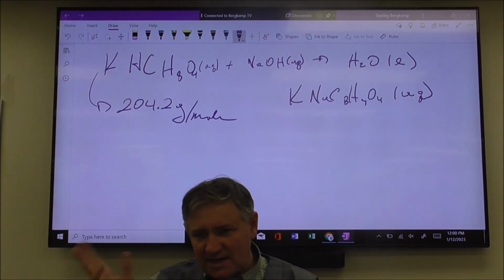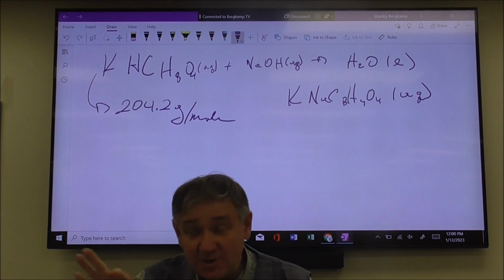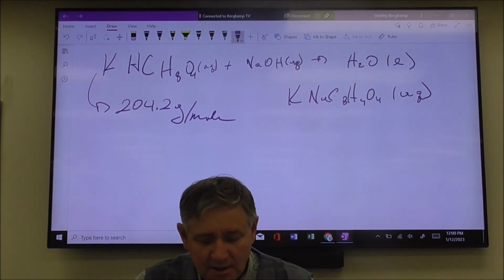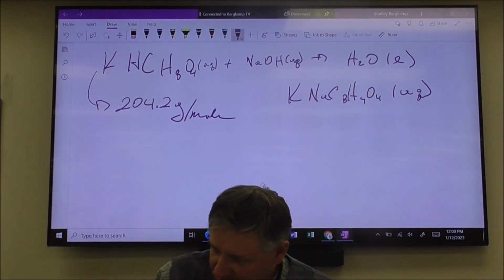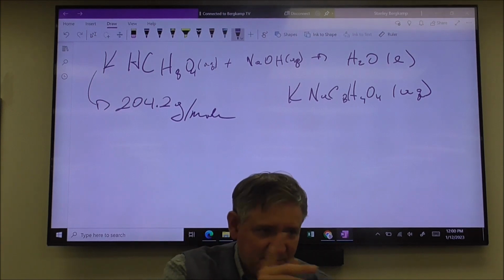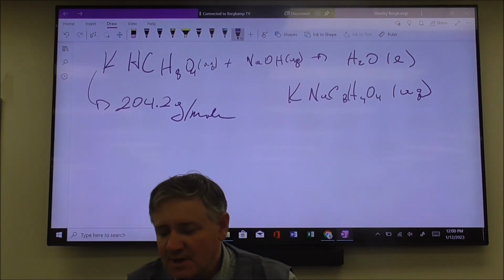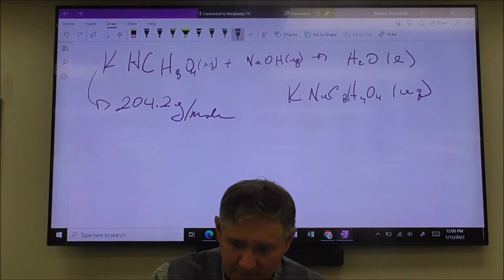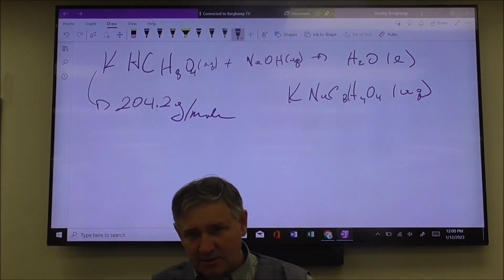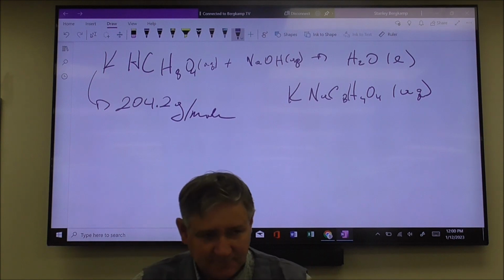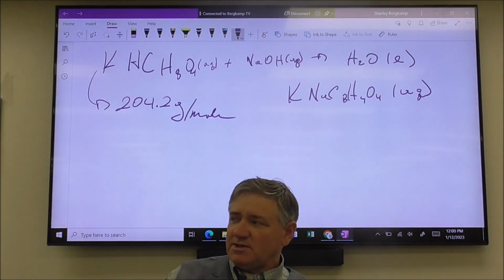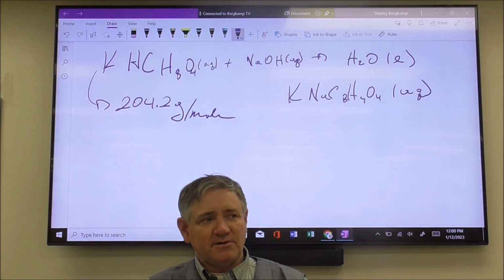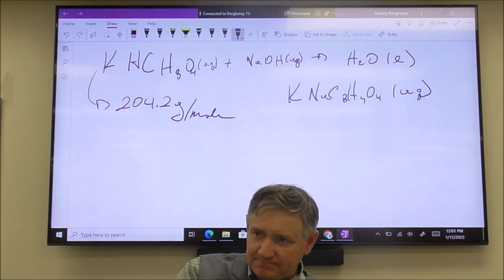There's kind of three distinct parts to this lab, and they all hinge off of each other. So if we screw up the first part, then the other two parts are going to be train wrecks as well. The first thing you want to do is, when you go into the lab, I'm going to have bottles of sodium hydroxide, okay? Your first thing to do is figure out the molarity of the sodium hydroxide.